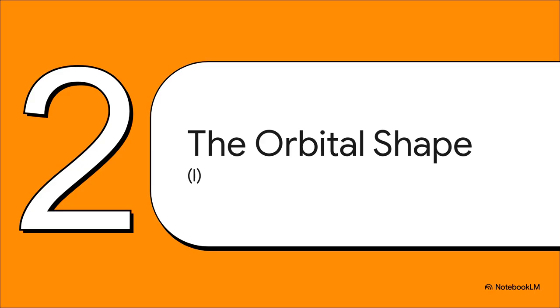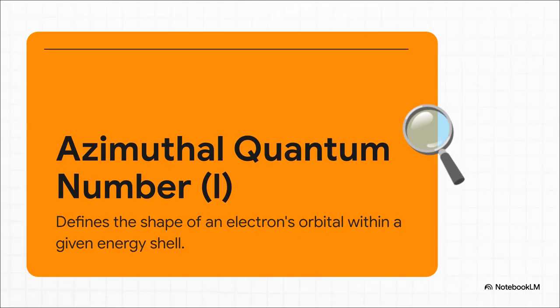Okay, so we've got the street. Now what about the type of house it is? That brings us to our second quantum number, L. This one's called the azimuthal quantum number, or just L for short. And its job is to define the actual shape of the orbital where the electron is. So if N is the street, L tells us if the house is a simple sphere, or maybe something a bit more complex, like a dumbbell shape. It's all about the geometry.